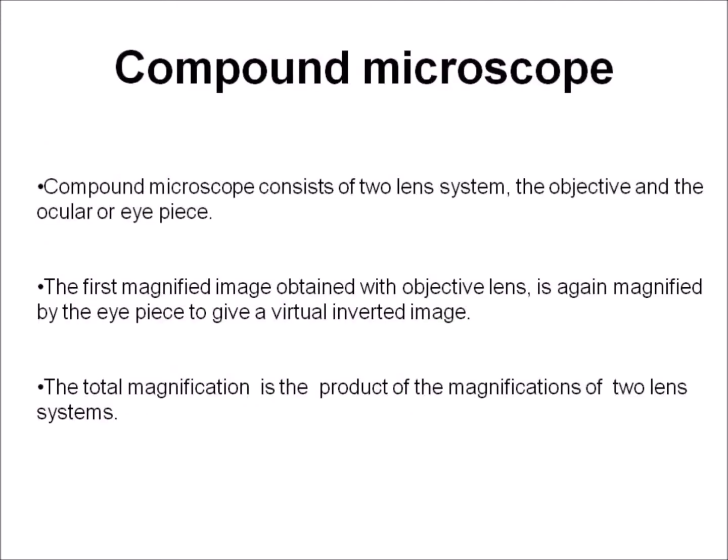Light microscopes are of two types, simple microscope and compound microscope. A simple microscope is a hand lens, and a compound microscope consists of a two lens system, the objective and the ocular or eyepiece. The first magnified image obtained with the objective lens is again magnified by the eyepiece to give a virtual inverted image. The total magnification is the product of the magnifications of the two lens systems.